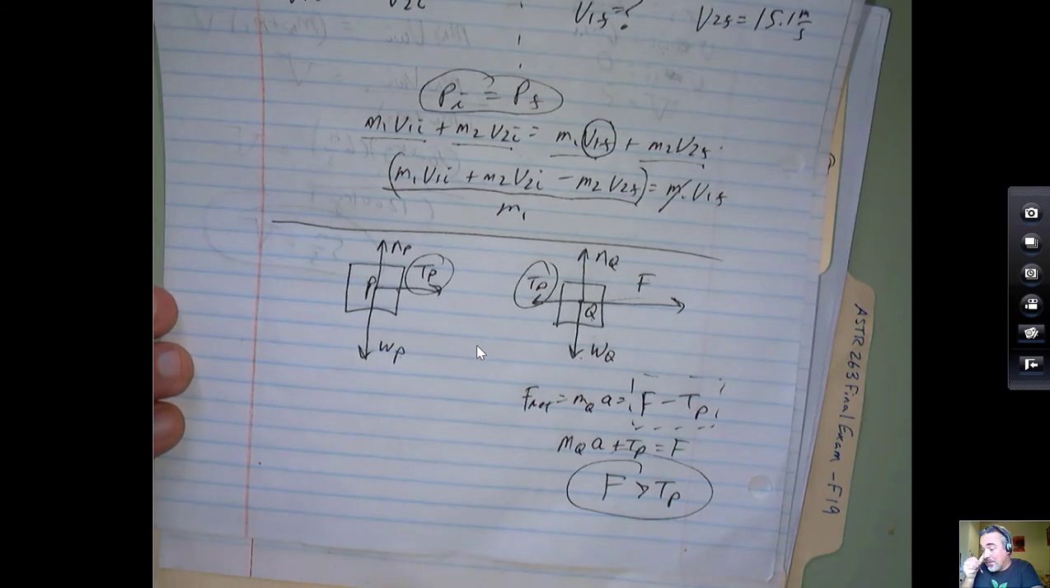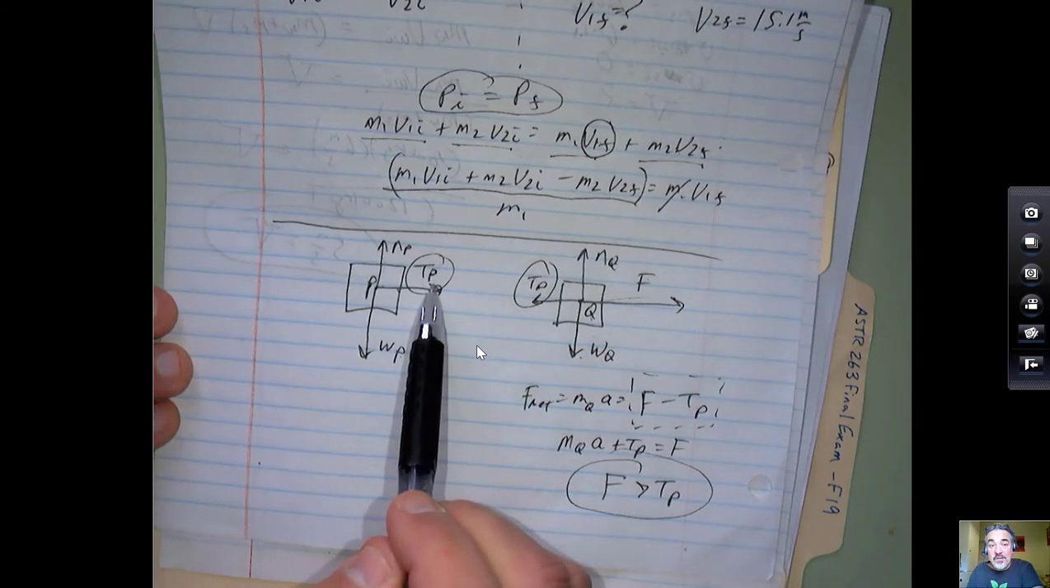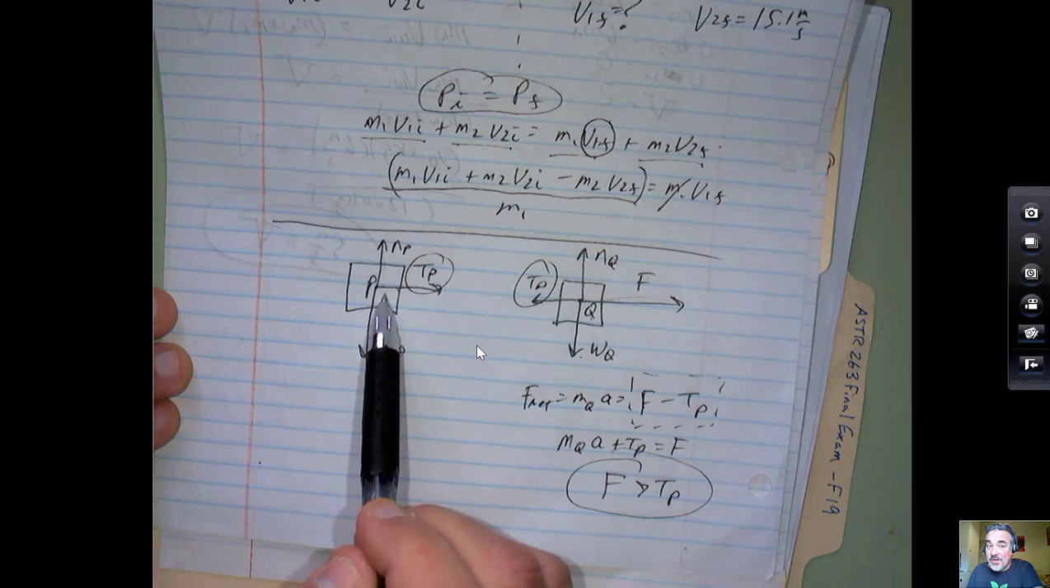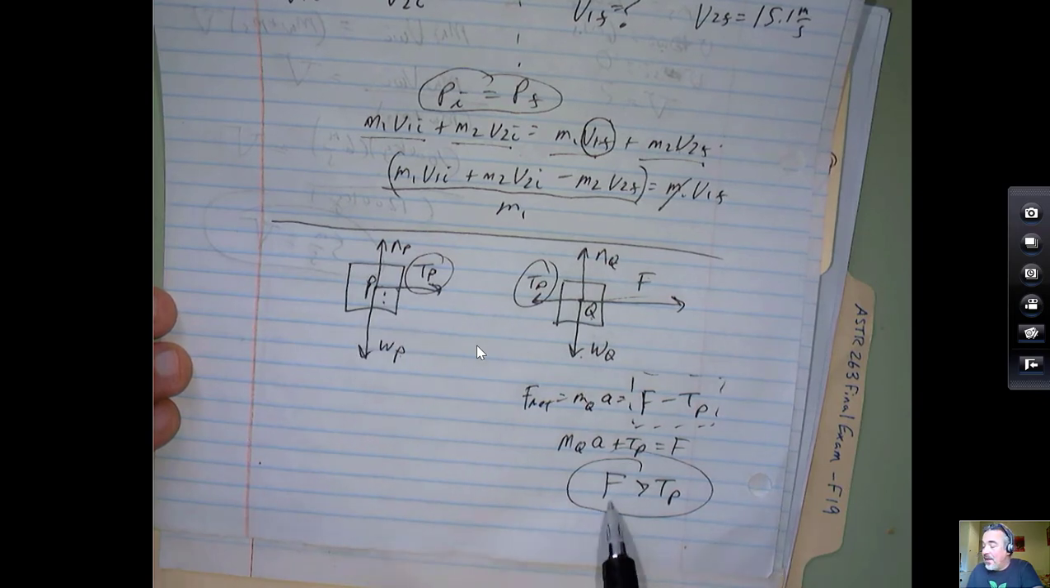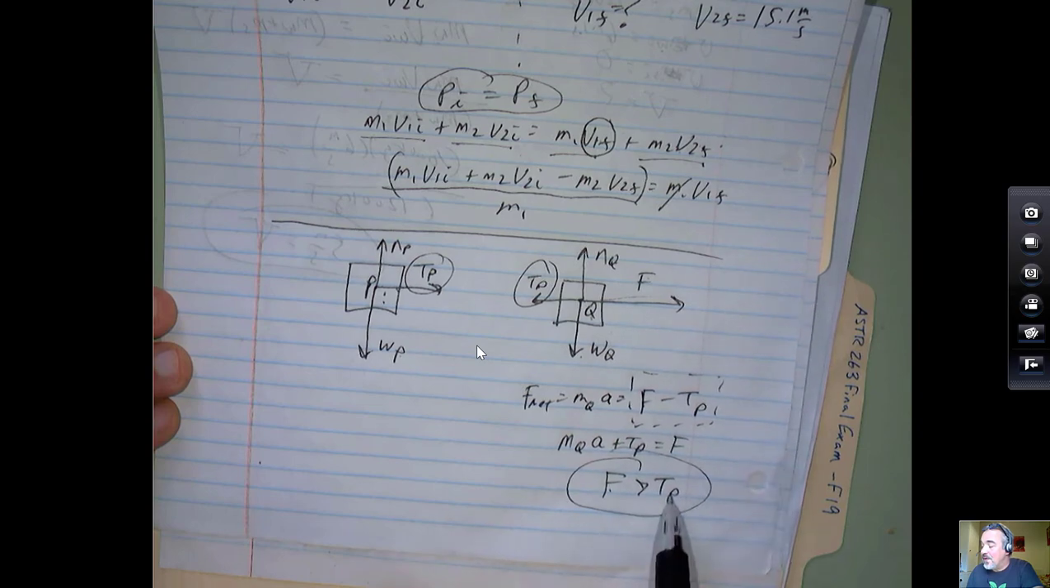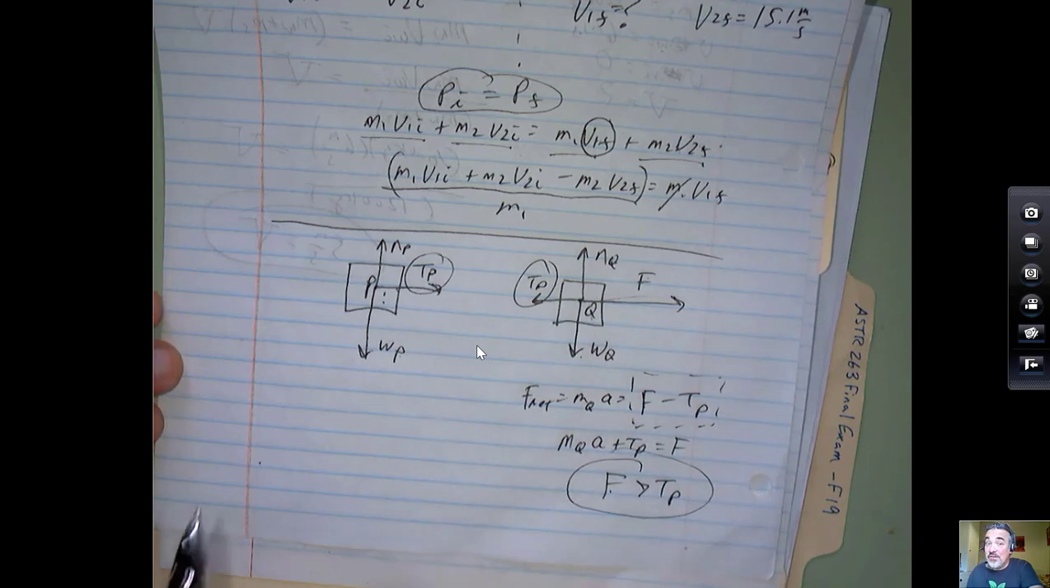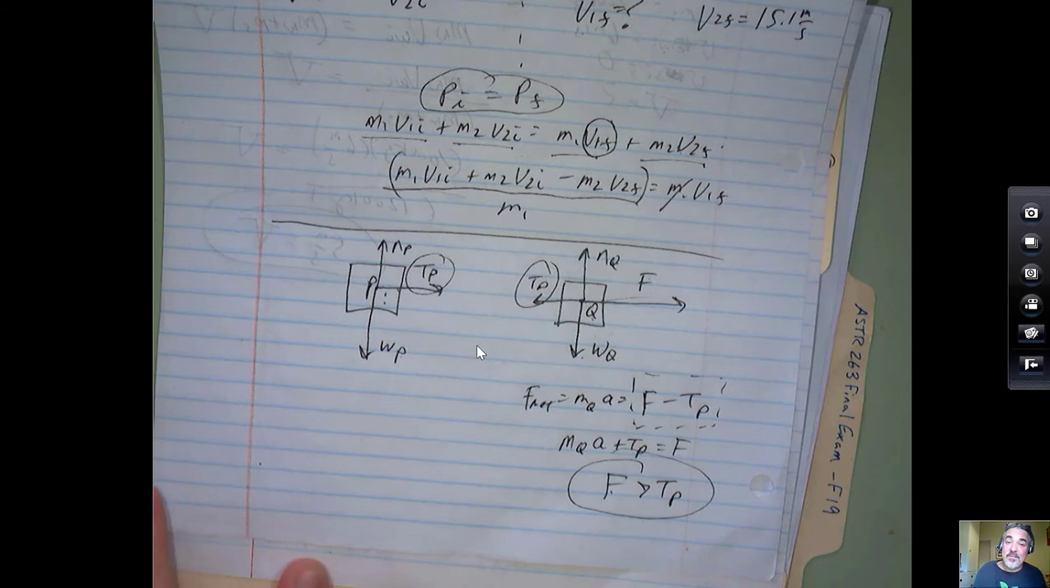It's not equal to 0, though. If TP were 0, then this would not be accelerating, but it is. So to answer the question, this is bigger than TP, but TP cannot be 0. Okay? Excellent. So this, to me, is one of the harder questions on the whole test.